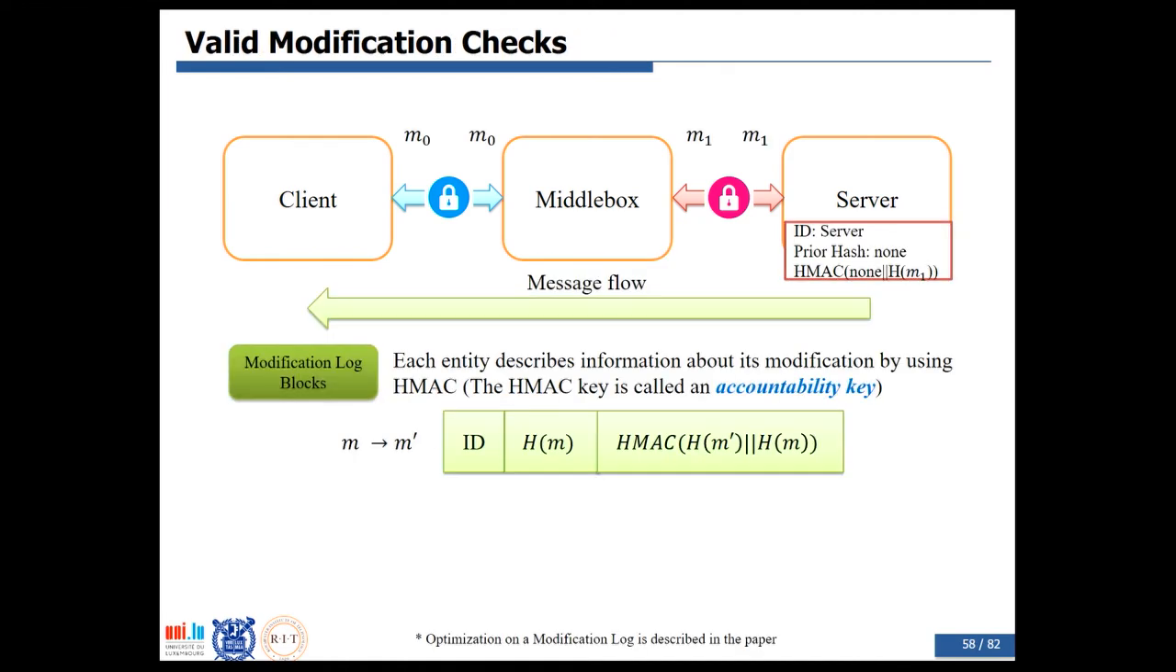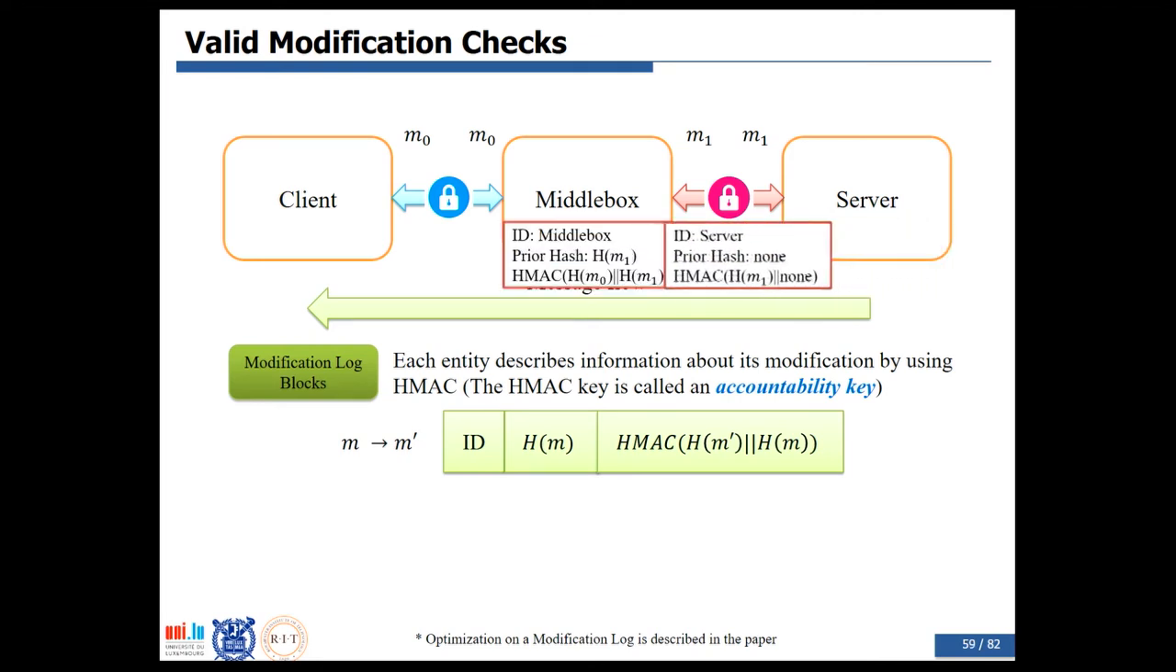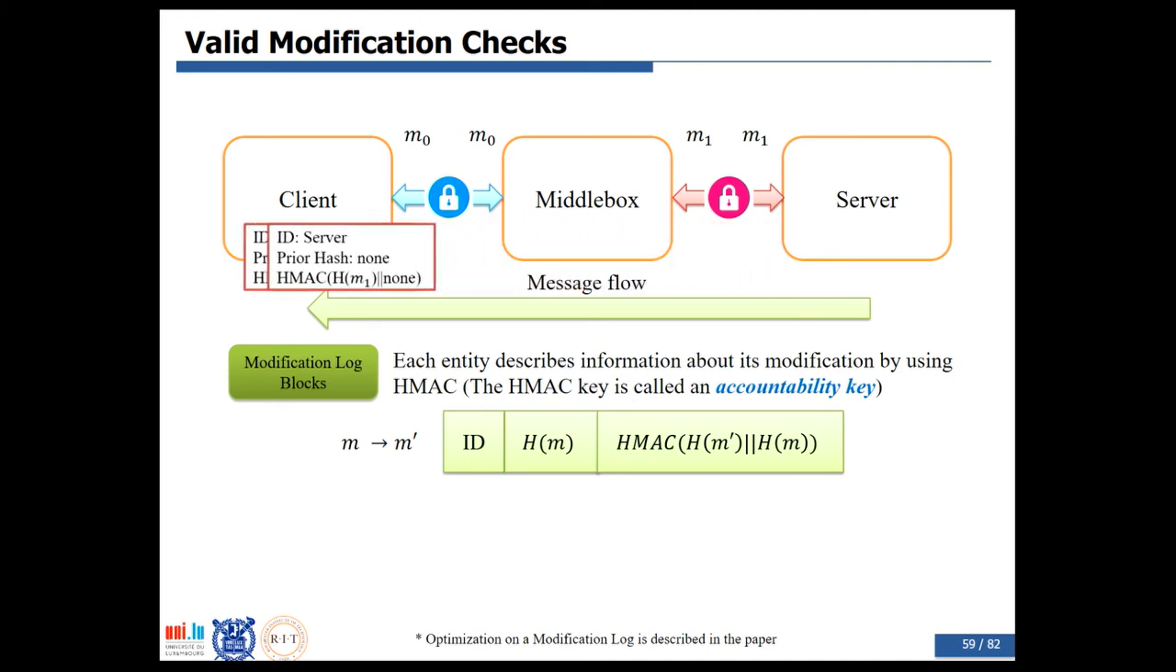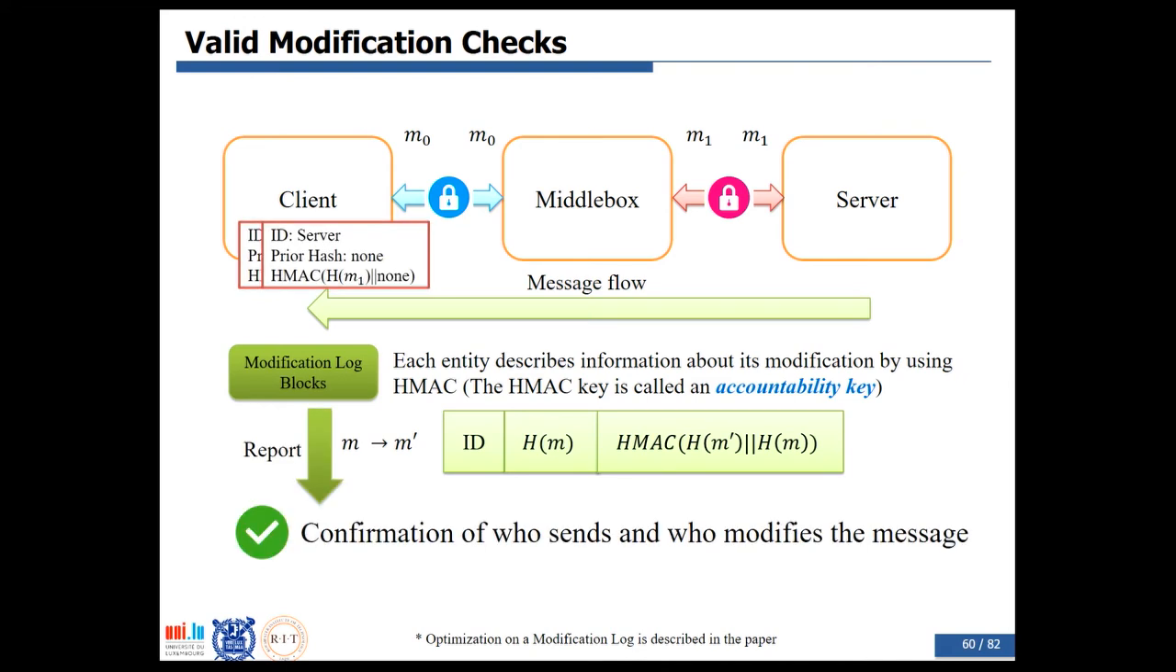In valid modification checks, all the entities generate a modification log block, including its own HMAC of the input and output messages. We call HMAC keys accountability keys and a series of HMACs supported by the middleboxes a modification log. Now, the client can confirm who sent the messages and who modified the message to detect unauthorized data sources and unauthorized writers. And since HMACs are appended following the order of the middleboxes, the client can confirm whether the message has passed through the established order.